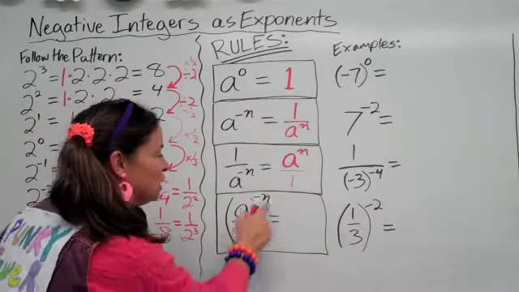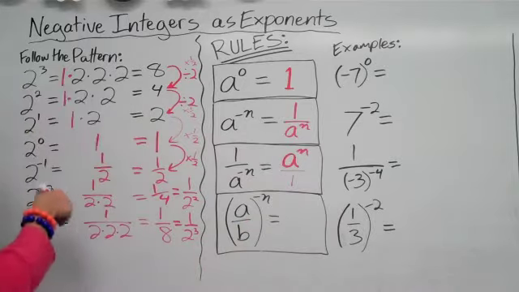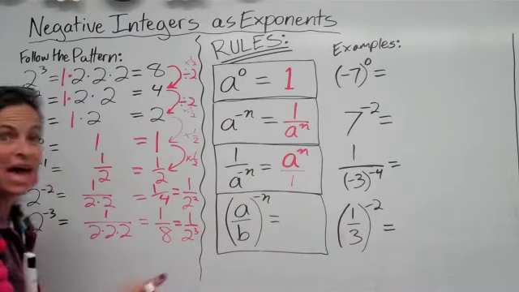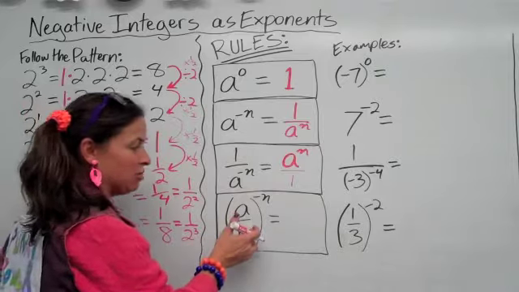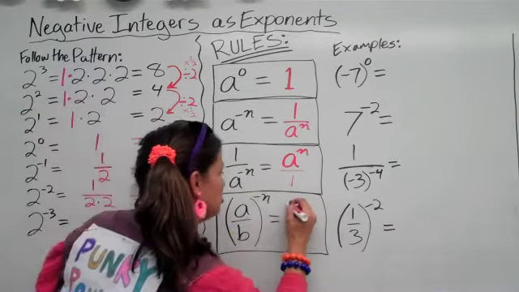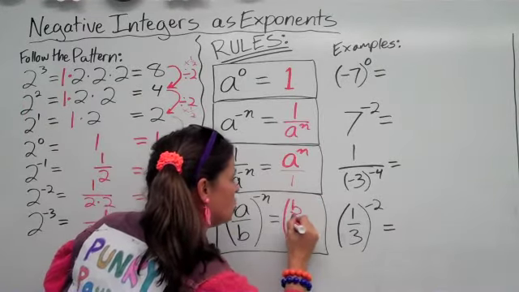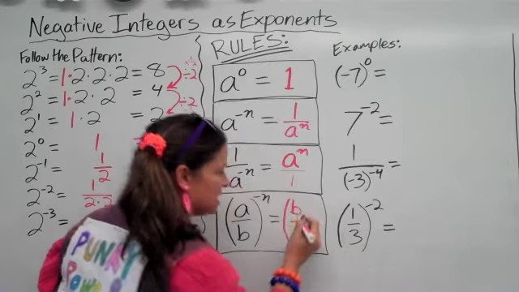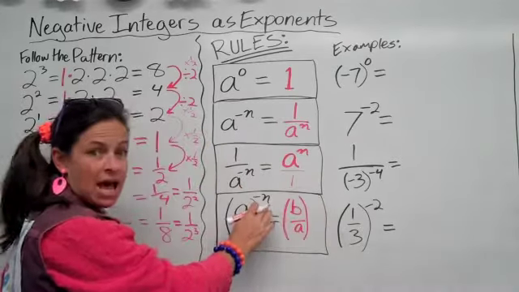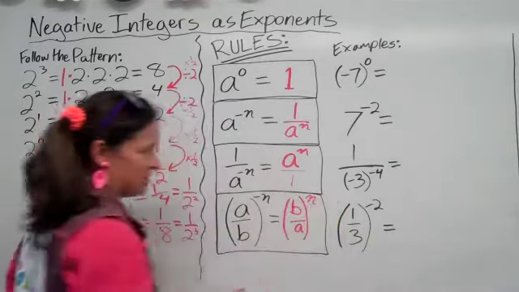Now, what about a over b to the negative n? Well, we just talked about how it kind of acts like a reciprocal. So that's actually what happens, is we change a over b to the negative n to b over a, but instead of a negative exponent, now we have a positive exponent.